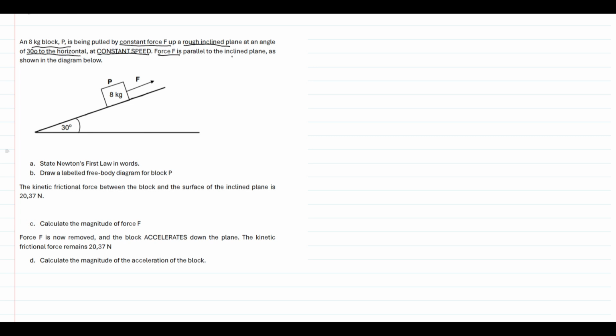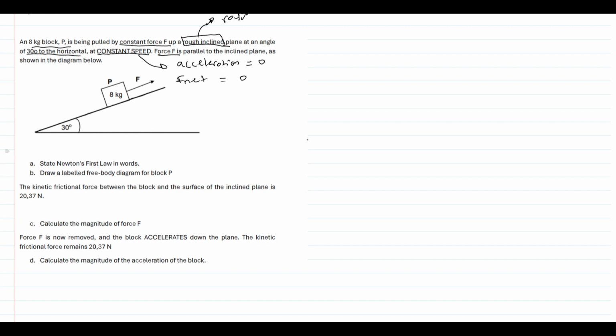Force F is parallel to the inclined plane as shown in the diagram below. So when it says rough incline, the word rough simply means there is friction. There is friction that is present. And then the words constant speed simply mean that the acceleration is equal to 0, and the net force is therefore equal to 0.